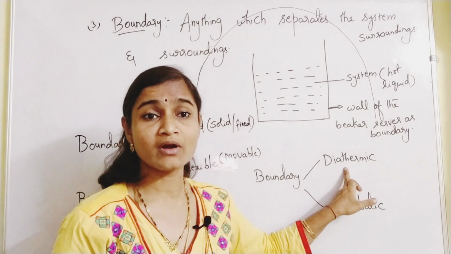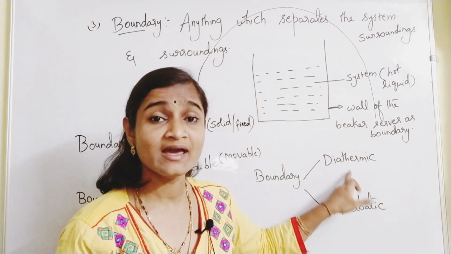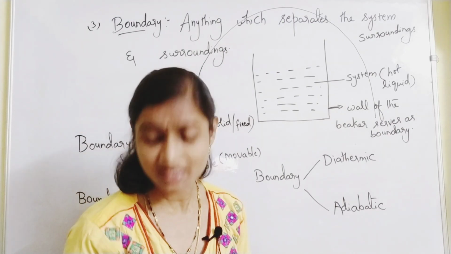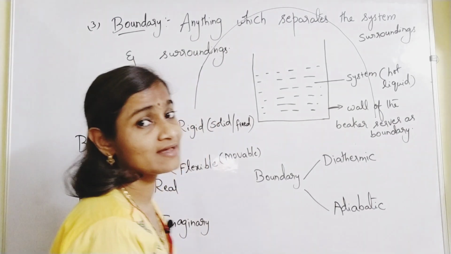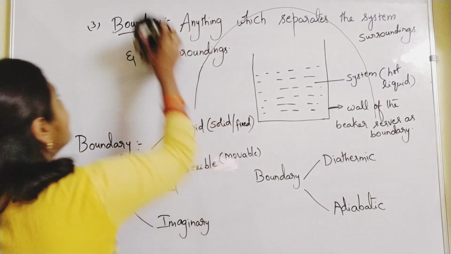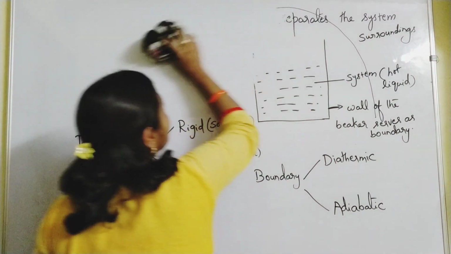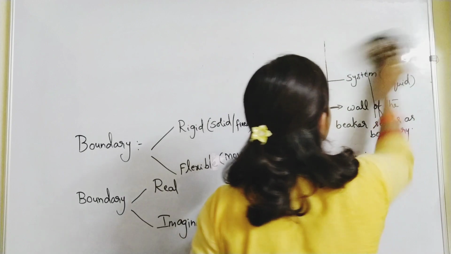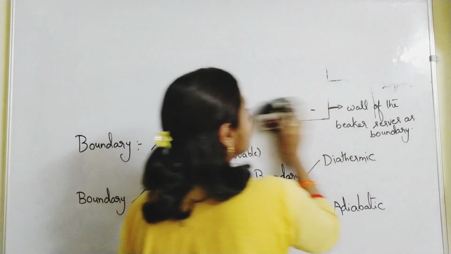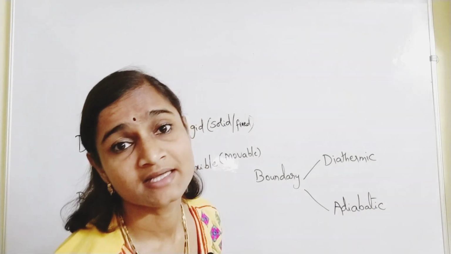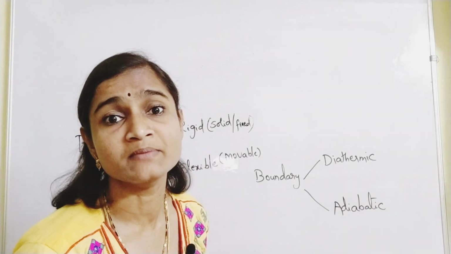And this is very important. Boundary can be diathermic as well as adiabatic. So what is diathermic? What is adiabatic? That we have to learn. This is a specific terminology which we are using. Everything which we know previously, which we have studied, but we are using different terms here.